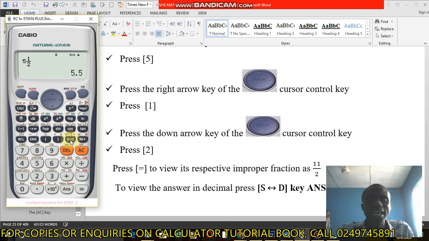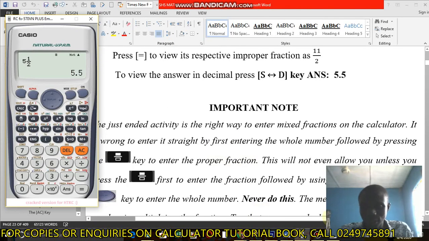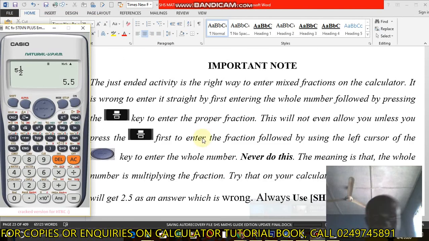So when you have answers of fractions or mixed fractions in decimal, you can be able to identify your answer in the options. Now, let's take this important note: the just ended activity is the right way to enter mixed fractions on the calculator.